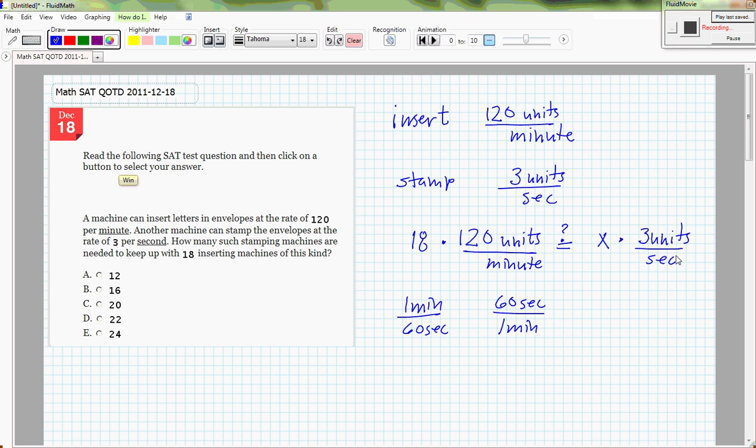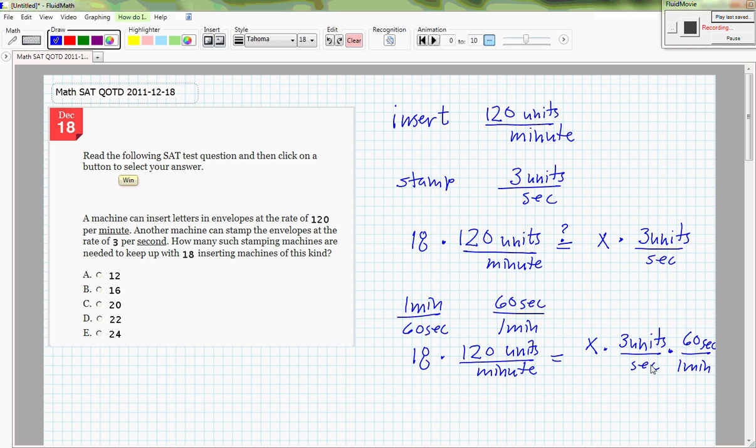When I look at how the units need to cancel and get converted on this side of the equation, I think I want to multiply over here by 60 seconds per minute. So this is the equation that I'm going to solve. 18 times 120 units per minute. I'm sorry about the confusion there about units of time and units of letters or envelopes, but 3 units per second, remember that's stamping, times 60 seconds in 1 minute.